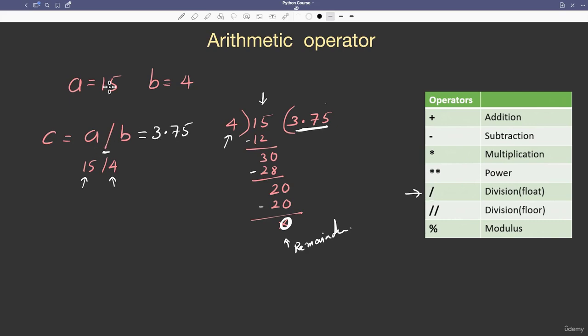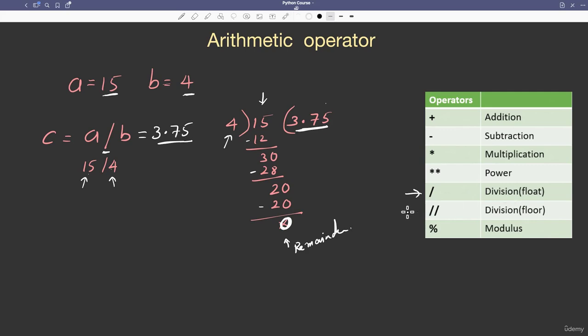Let us understand this. See, I have the value a as 15. This is an integer value, and the value of b is 4. That is also an integer value. I am dividing two integers, but the result I am getting is a float because it divides completely, until the remainder is 0. It stops dividing when the remainder is 0, so definitely it will have a decimal point. So this gives the result as float. So this is called float division.